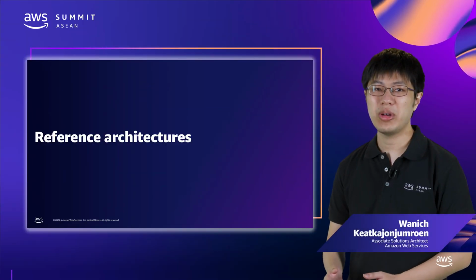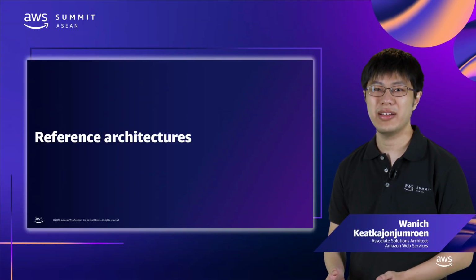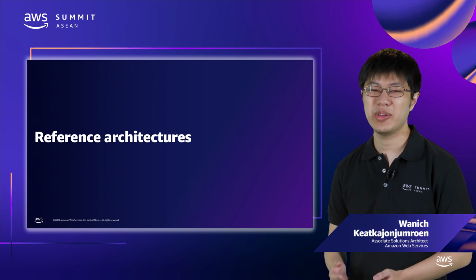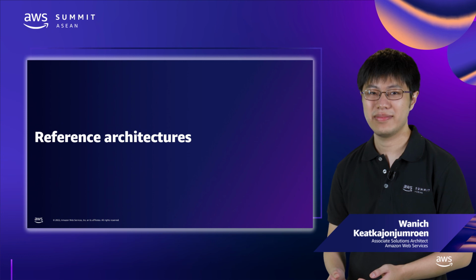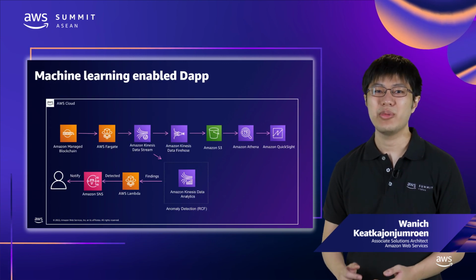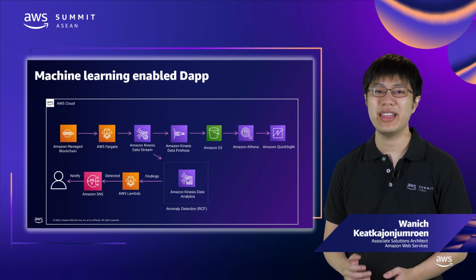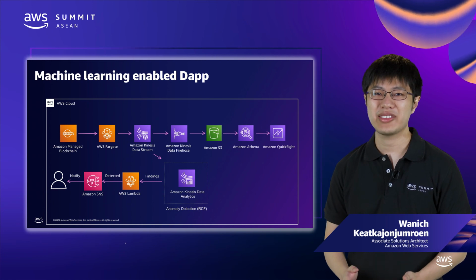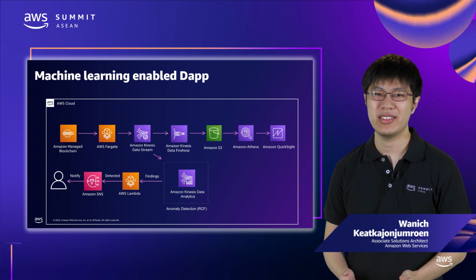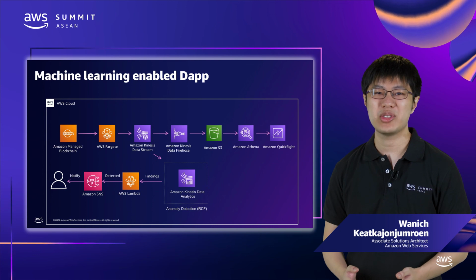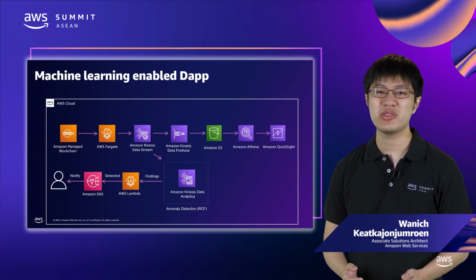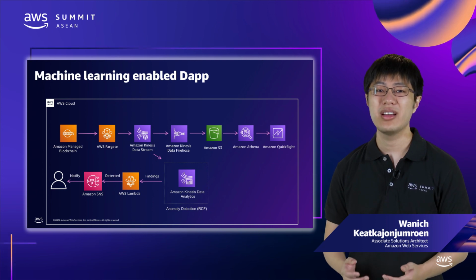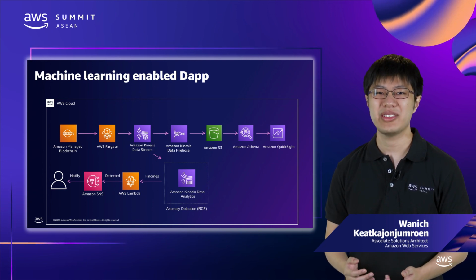Now that we have showed you how you can analyze your blockchain data, we'd like to show you architectures for different blockchain workloads based on their respective use cases. In this reference architecture, we are looking at how we might enable decentralized applications with machine learning capabilities. Similar to the demo we have shown before, this is a decentralized application with a smart contract deployed to the Ethereum network through the Amazon Managed Blockchain Service.